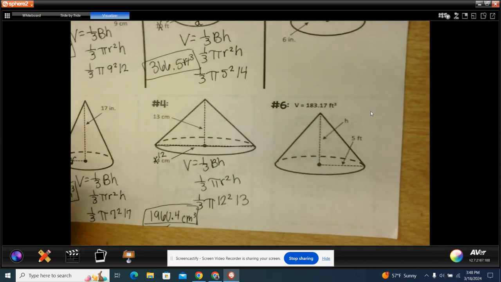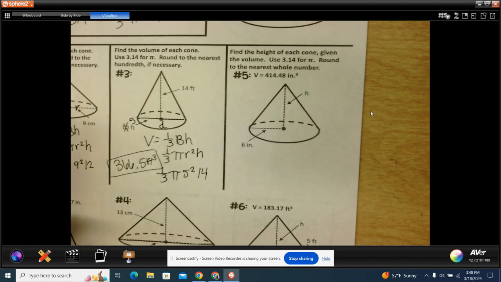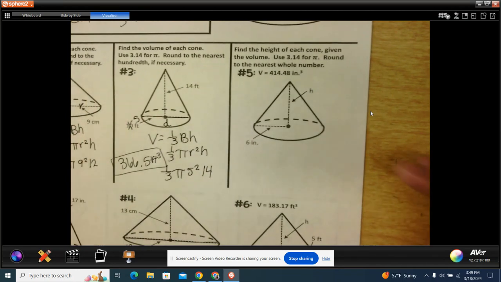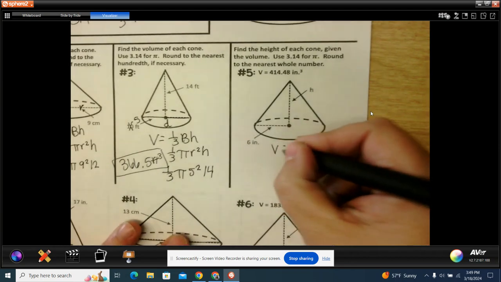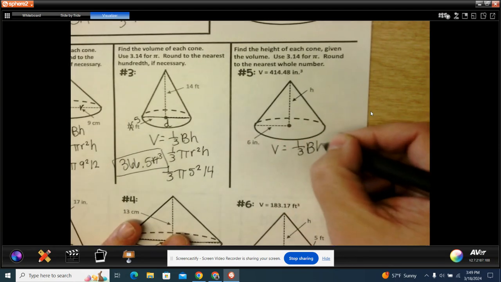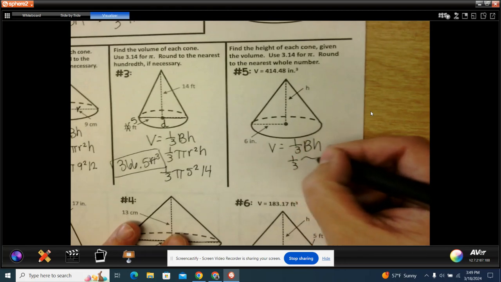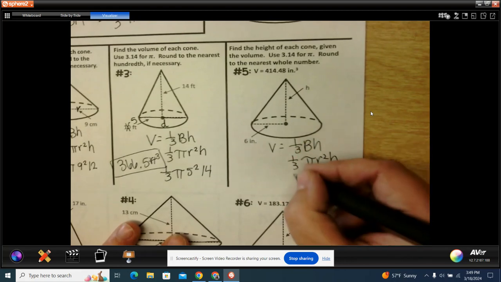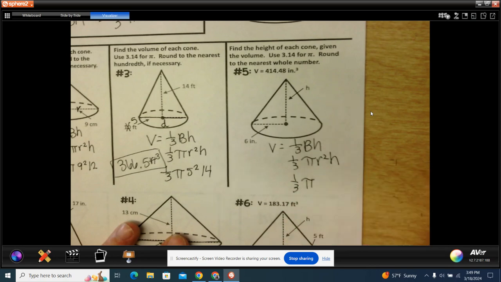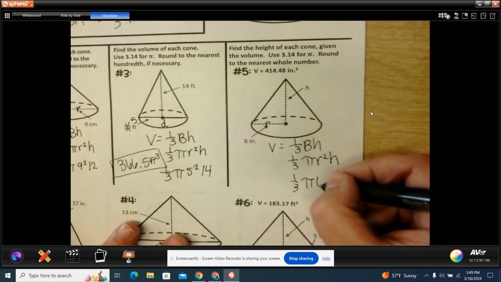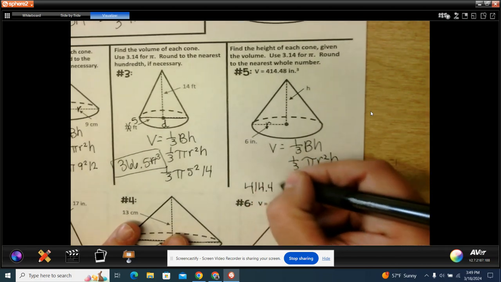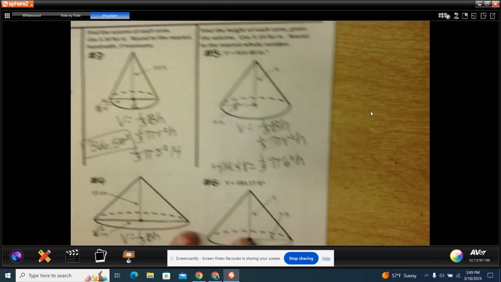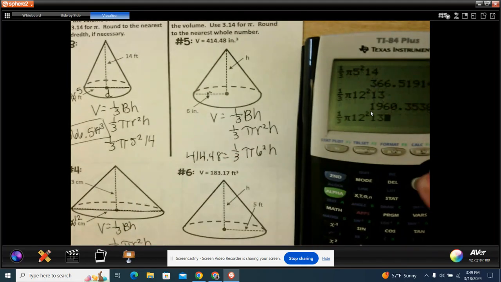All right, and then for our last two, it says find the height of each cone given the volume. So we've got to solve it a little bit differently than plugging everything in and then getting our answer. So we've got V equals 1/3 big BH. Replace my B with pi r squared. So I know R is 6, but I don't know what H is. And then my volume is 414.48. So one method is you could just take your answer and just start guessing.